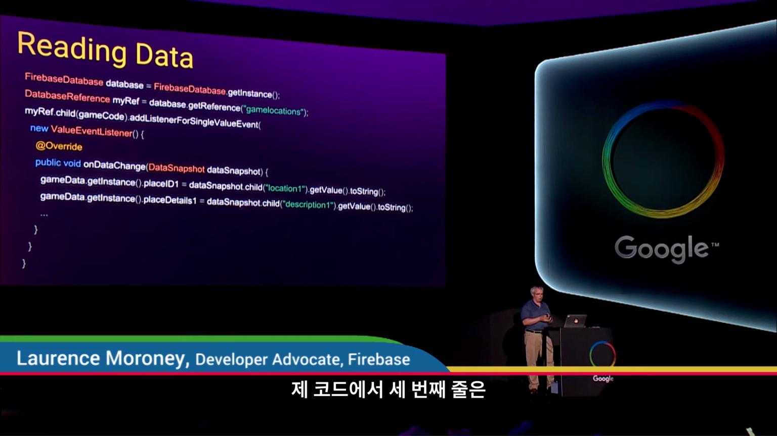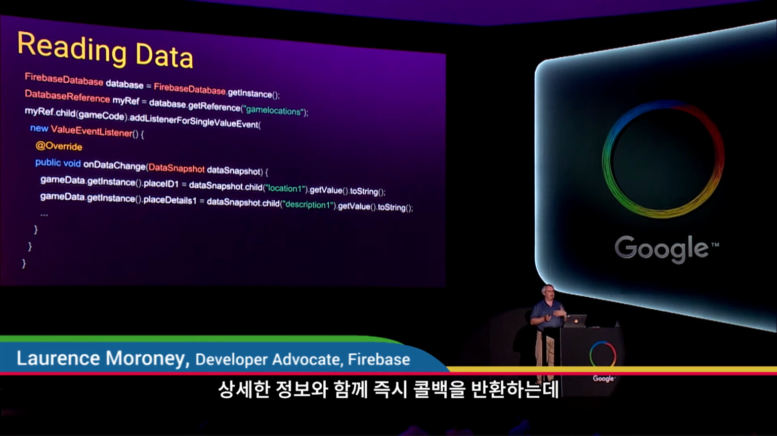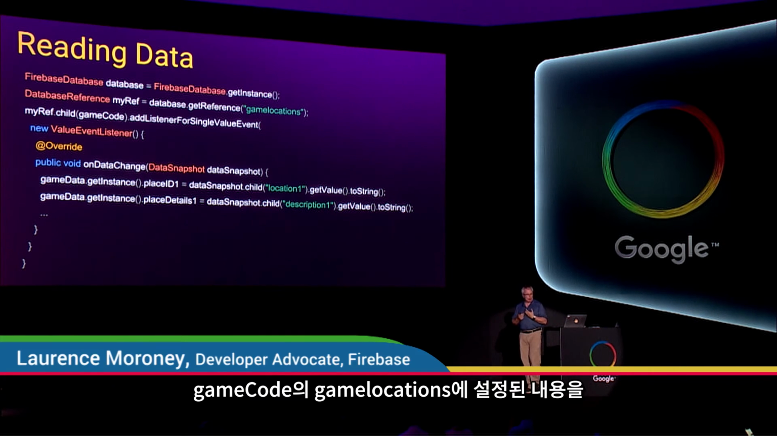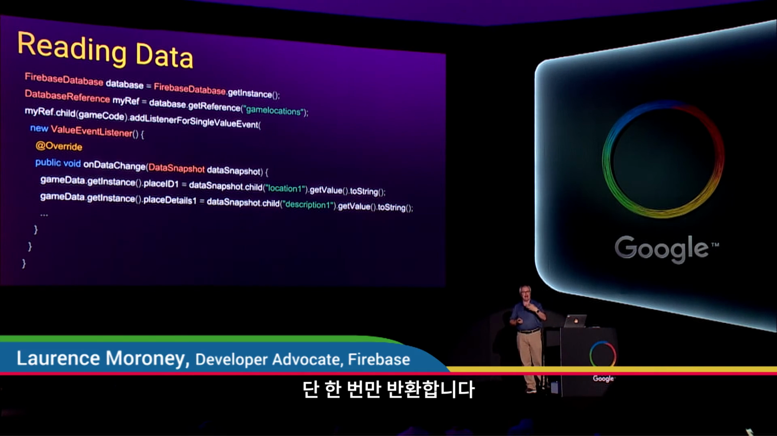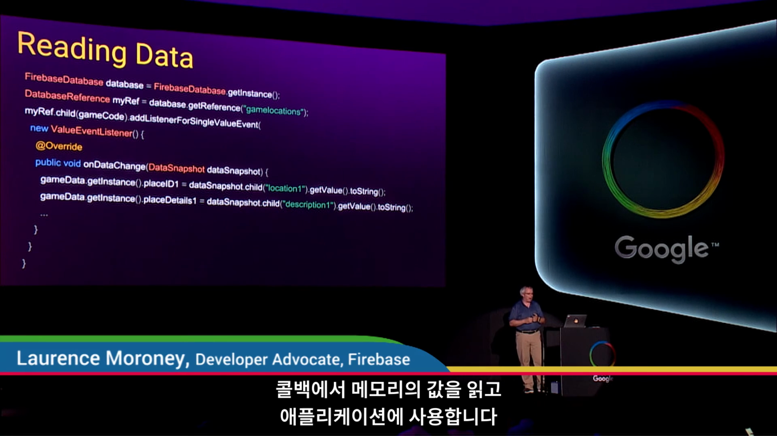But one other thing that you can do, and it's the line of code here, on my third line, is where I say add listener for single value event. What that does is that's going to give you an instant callback with the details for that, and it's only going to do that once. So this is perfect for me to initialize my game, where I just say, for game locations, game code, give me the contents of that and give them to me once. And it will give them back to me once, and then as you can see, they will come back in an on-data change callback, and in that callback, I can then start reading that into memory so I can then use it in my application.